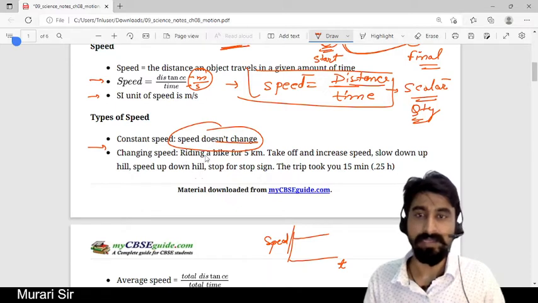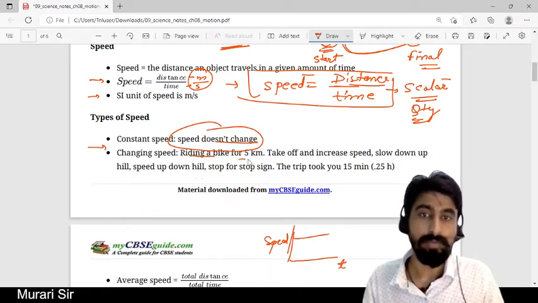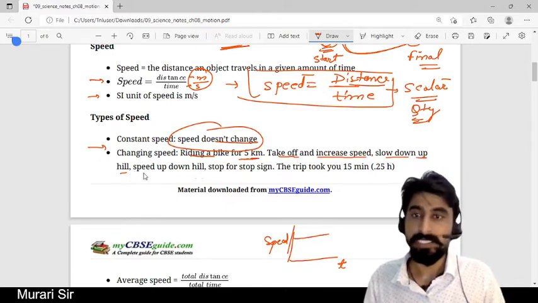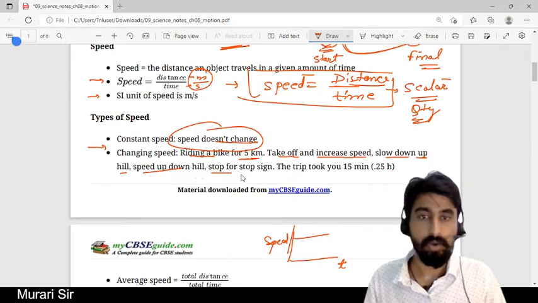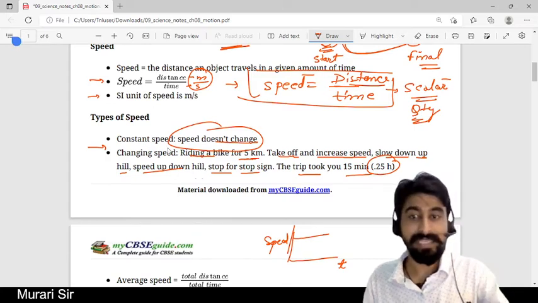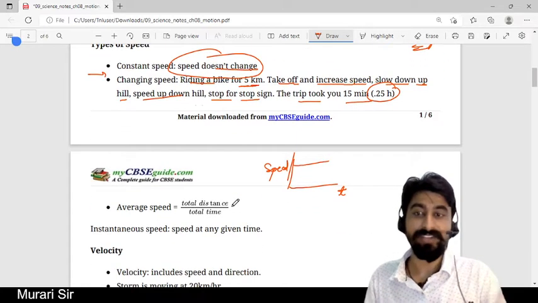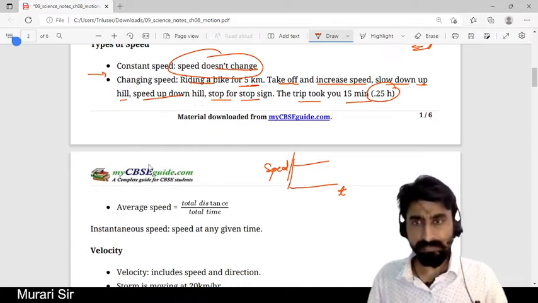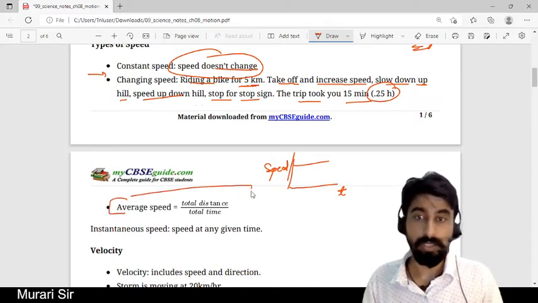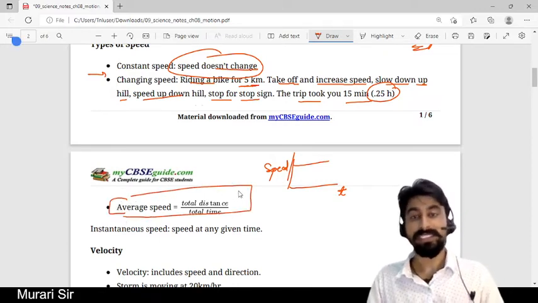Next, changing speed. Riding a bike for 5 kilometer, take off and increase speed, slow down uphill, speed up downhill, stop at a stop sign. The trip took 15 minutes or 0.25 hours. So it's very easy. You have to calculate average speed here. So we have understood constant speed and average speed. So average speed is what? Total distance upon total time taken.